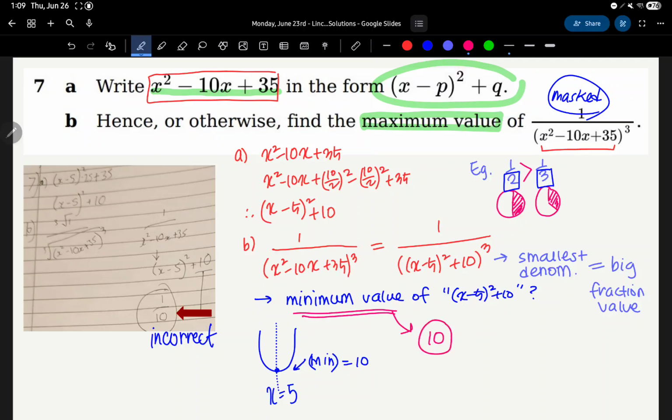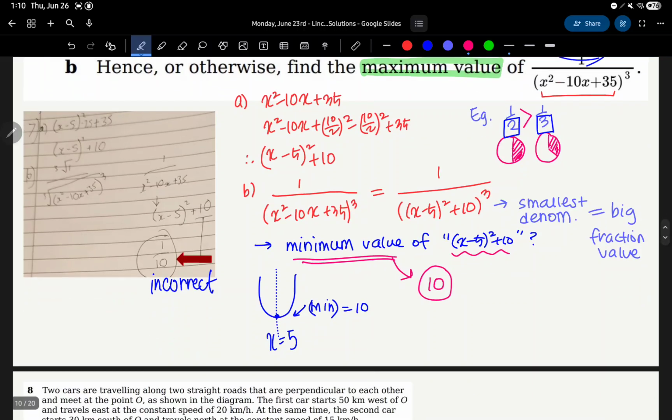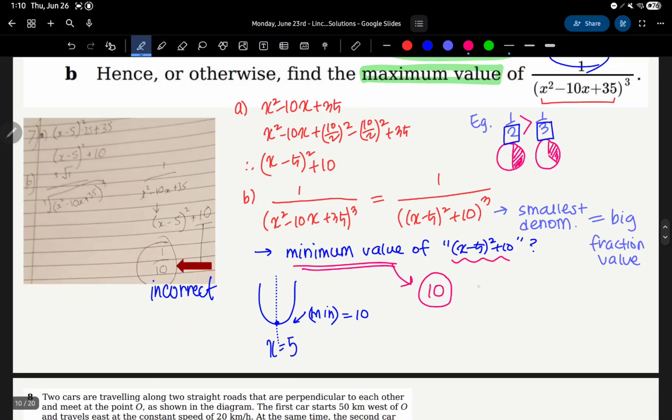So we know that the minimum value of this whole thing is going to be 10. So now we need to get the minimum value of the whole fraction. So we're going to plug it in. So finally, thus, the minimum value is going to be 1 over 10 to the power of 3. So that's going to be 1 over 1,000. That's going to be your answer.